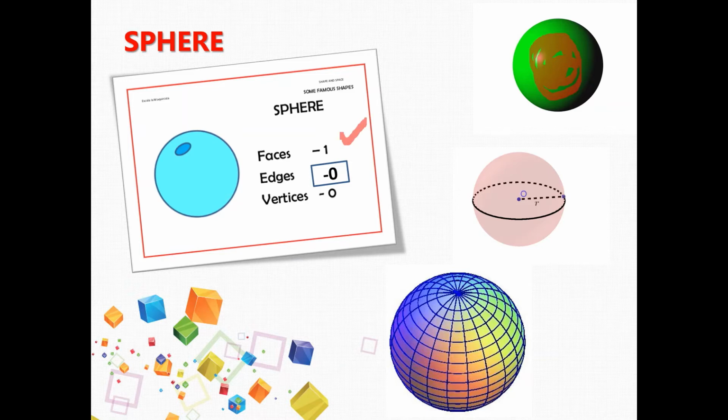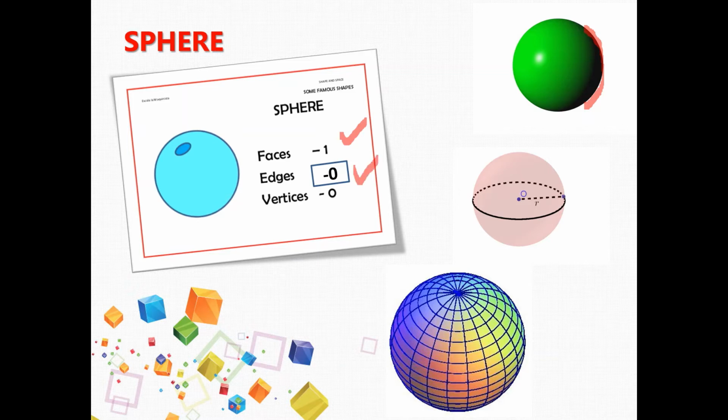So let me just erase it. There are 0 edges. There is no edge in a sphere. Can you tell me why? Because for edges, you need two faces to meet, right? To form a line, a curved line or a line segment. We just did that. But here, we don't have two faces. So that's the reason there are 0 edges in a sphere.